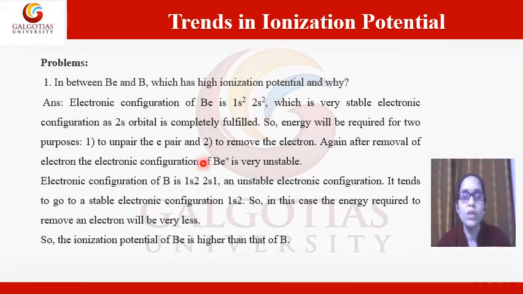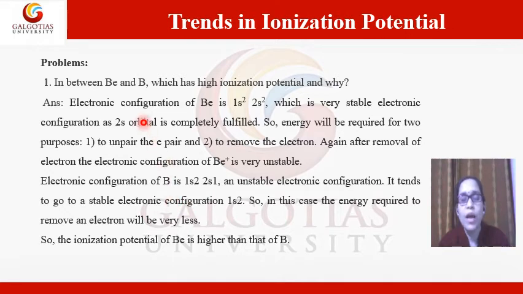Then when you see the electronic configuration of boron, it is 1s2 2s2 2p1, which is an unstable configuration. So if you want to remove the electron from this 2p1, it will require less energy, because after releasing this electron, it will become a stable electronic configuration of 2s2. So in this case, less energy will be required to remove the electron. So the ionization energy of boron is less than that of beryllium.